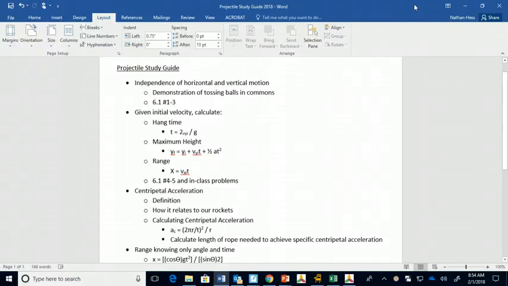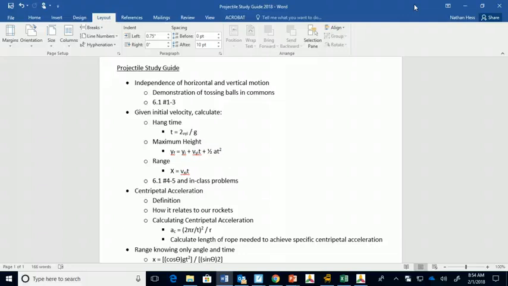All right, so we're looking at this study guide. If you go back to this unit, what we've been talking about is projectiles and how things move through the air, right? The first piece is when we went to the commons and we were doing the ball toss, right? We were showing that horizontal motion and vertical motion are independent, that they don't affect each other. From there, there were some problems we did that talked about that.